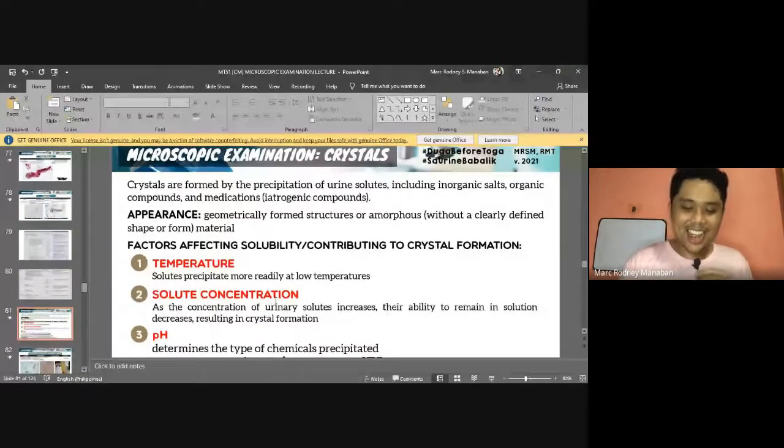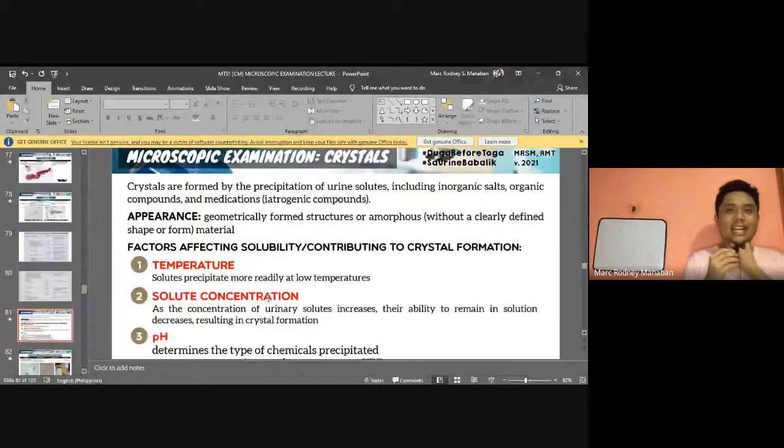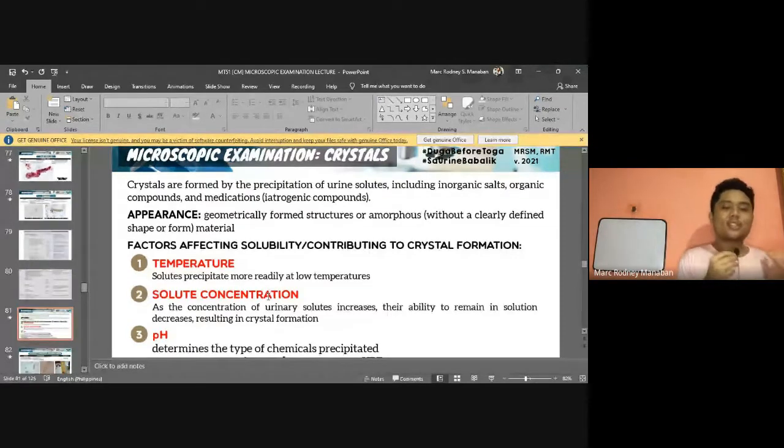But anyway, we're going to do the crystals. Now, remember that your urine, although it's 95% water, still contains dissolved solutes. One of those dissolved solutes are the inorganic solutes, like calcium, potassium, and all that. Aside from that, it may also contain medications and breakdown products from the food that we eat. Once these are in high concentrations, they have the possibility to precipitate out of the solution. And this becomes your crystals.